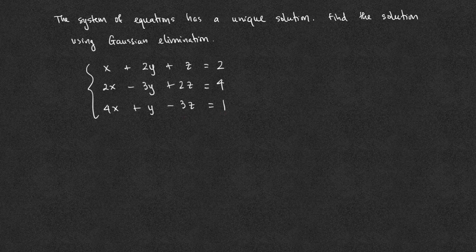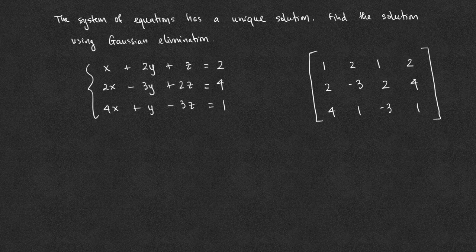The first step is to form an augmented matrix. The coefficients are the first row 1, 2, 1, and the constant on the right of the equal sign is 2. The second equation will give us the row 2, negative 3, 2, 4, and the third equation gives us 4, 1, negative 3, 1. This is an augmented matrix.